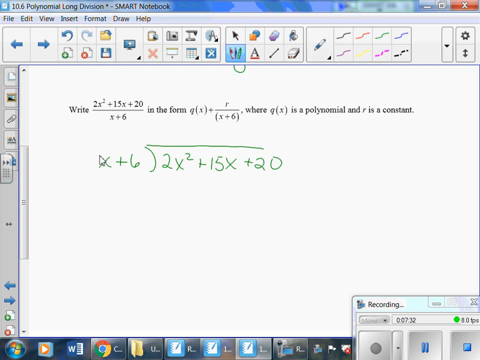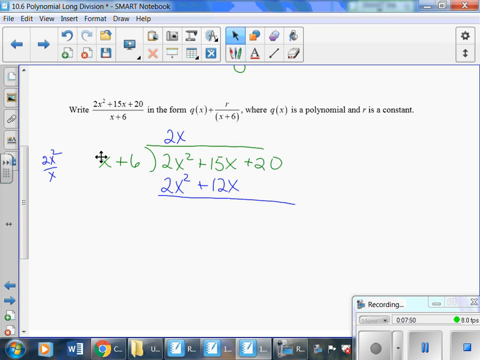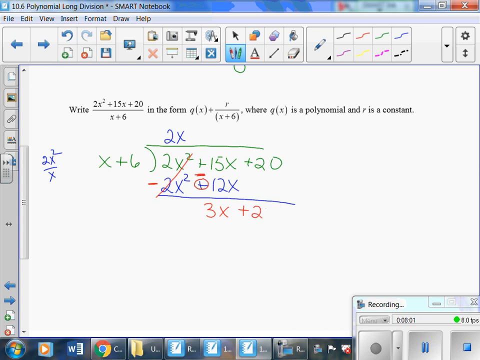And think about it like this. What's 2x squared divided by x? It's 2x. So that's what I'm going to put here. 2x. So I get 2x squared plus 12x. I distribute it out. And now what do I have left? I have to make sure you subtract. And when you subtract, subtract this. These cancel. And I'm left again with 3x plus 20 this time.